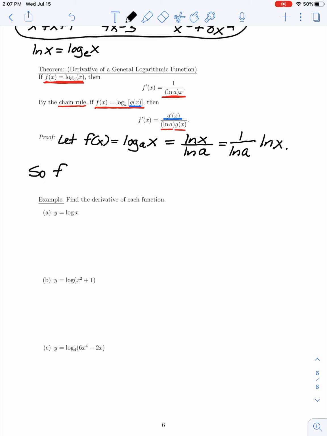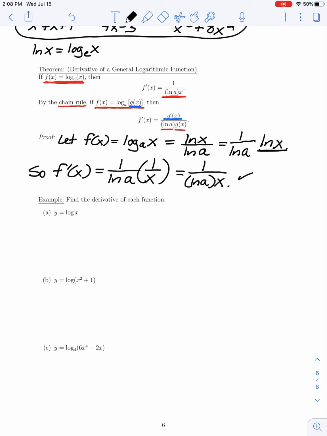So differentiating this, f prime of x, we have 1 over the natural log of a, which was our constant, and then we're multiplying by the derivative of the natural log of x, which is simply 1 over x. So taking the product, we have 1 over the natural log of a times x, which is what we wanted to show. So let's look at some examples differentiating these general logarithmic functions.